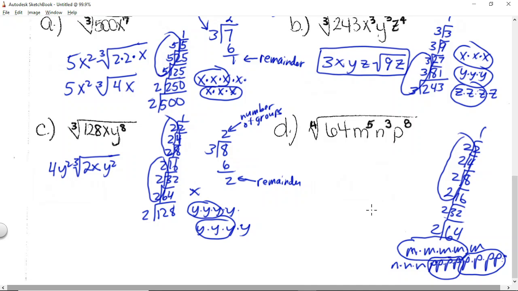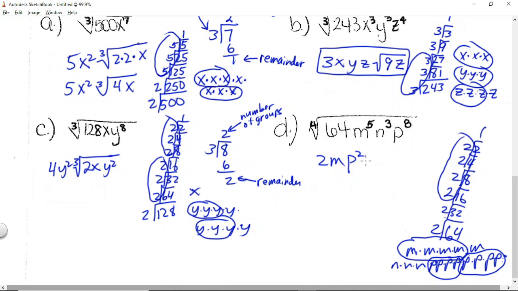So what comes out of the radical? Well, we have a group of 2's, so a 2 comes out. We have a single group of m's, so an m comes out. We have 2 groups of p's, so it's p times p, or p squared.